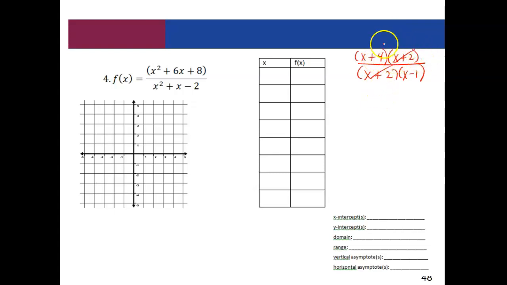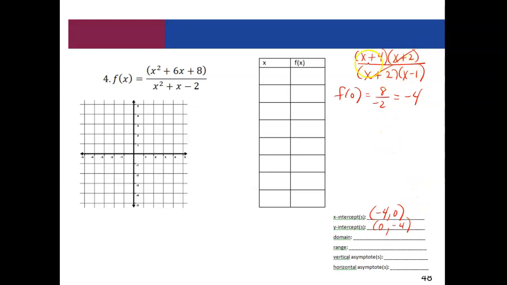For the x-intercept, we go and look at the numerator, but we don't get one here where it's canceled. So we're only going to have a -4. So it's going to be -4, 0 for my x-intercept. For my y-intercept, we find it the same as we always did. We plug in 0 for x, and we're going to get 8 over -2, which will be -4. So I'm going to have a y-intercept of 0, -4.